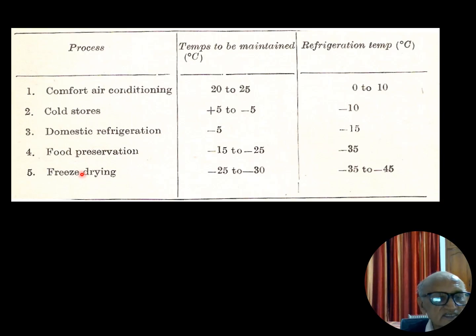And the next category is freeze drying. In freeze drying, we need a temperature of minus 25 to minus 30 degrees to be maintained through a refrigeration temperature of minus 35 to minus 45.